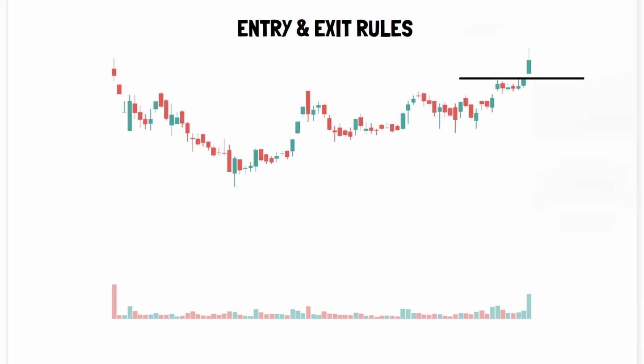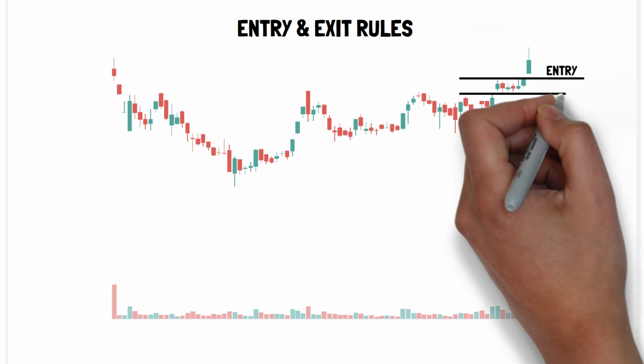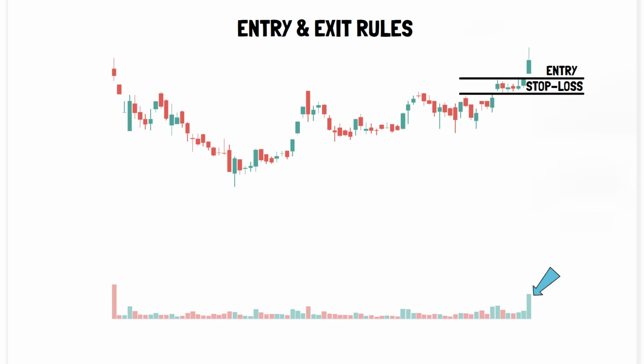Let's see the entry and exit rules in the pattern. Most of the time, the entry happens when the price breaks above the last contraction and touches new highs with volumes. The stop loss is placed at the low of that contraction, creating a great low-risk, high-reward opportunity.